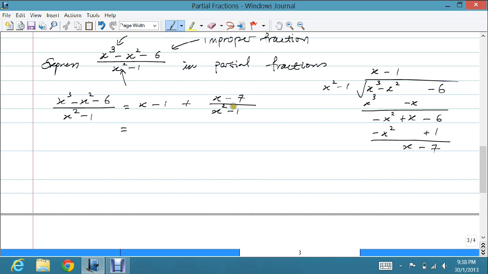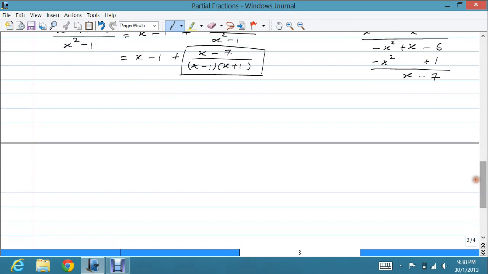But notice further that the denominator here, x squared minus 1, can be rewritten as x minus 1 times x plus 1. So the fraction is x minus 7 over x minus 1 times x plus 1. All we have to do now is to express this term in its partial fractions, which is exactly what we did in the first example. So let x minus 7 over x minus 1, x plus 1 equal a over x minus 1 plus b over x plus 1.